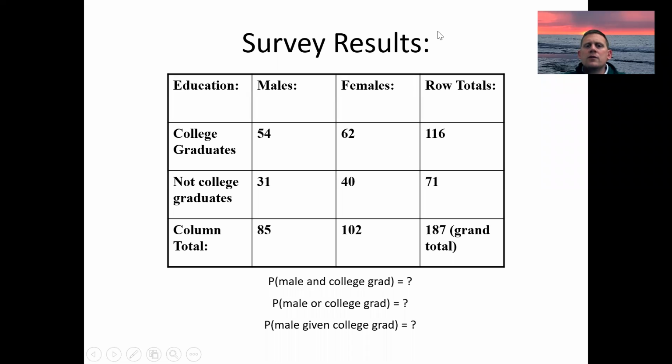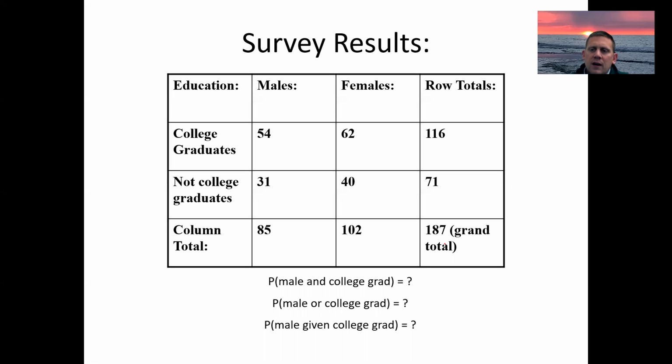All right, so here's a survey that was performed. And we have males and females. We have college graduates and non-college graduates. So there's 187 total people. So we're trying to find some probabilities here. So what's the probability of male and college grad? What's the probability of male or college grad? What's the probability of male given college grad? So those are some different questions that we have to answer.